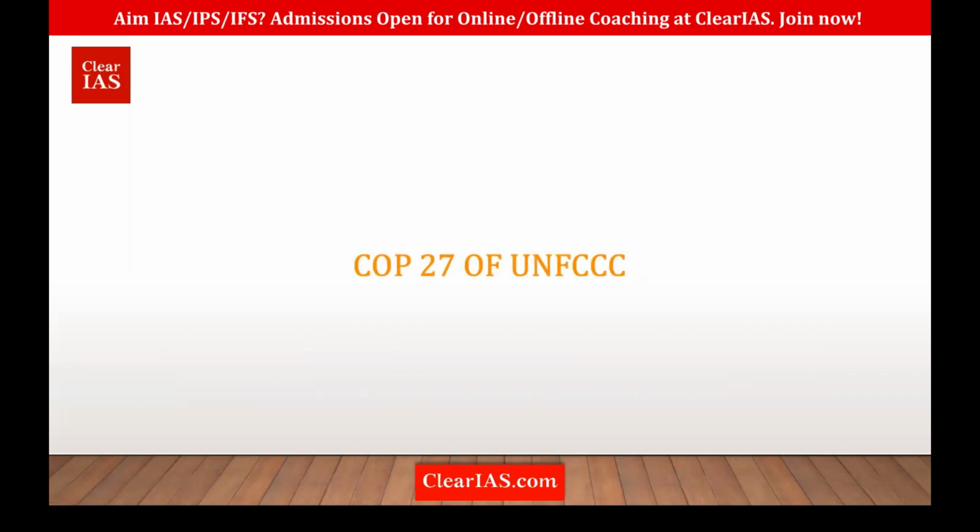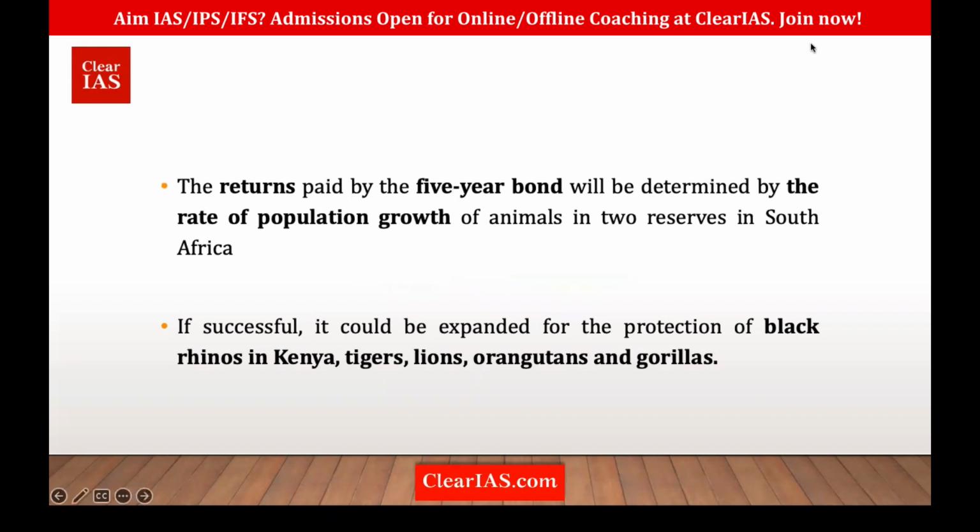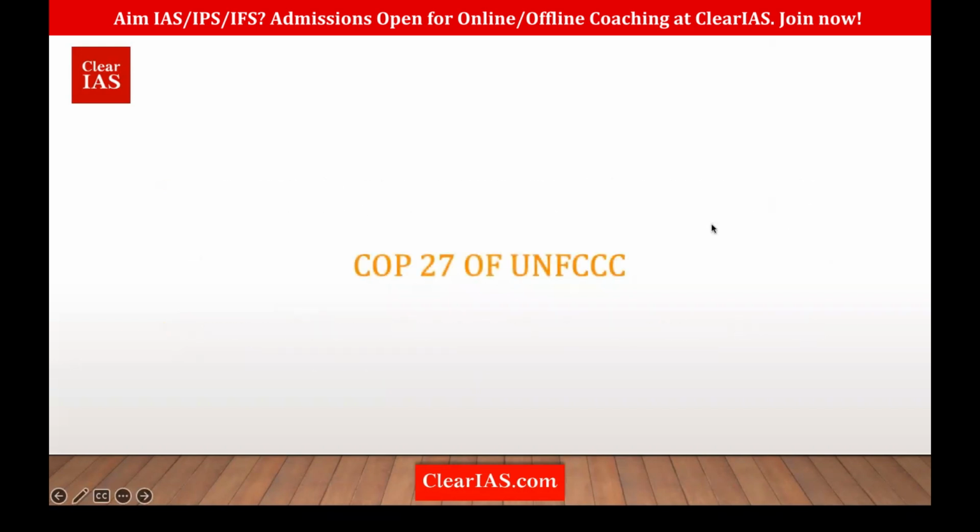So you must remember, it is for who? Black rhinos of South Africa. It is by the World Bank. The payment is made from who? The Global Environment Facility. Okay, and if successful, this will be expanded to other species as well. And also, whatever returns you're getting, it will be based on the growth of the species. Clear? So that is the wildlife conservation bond.